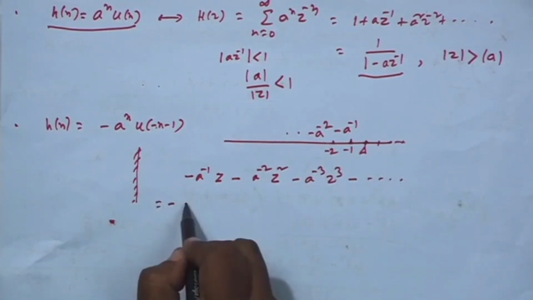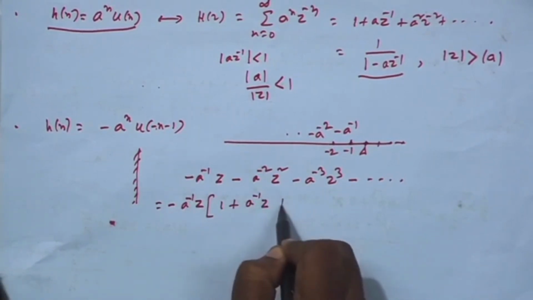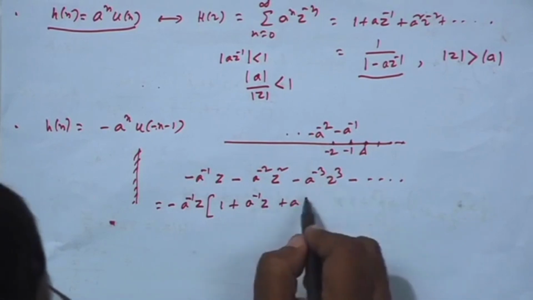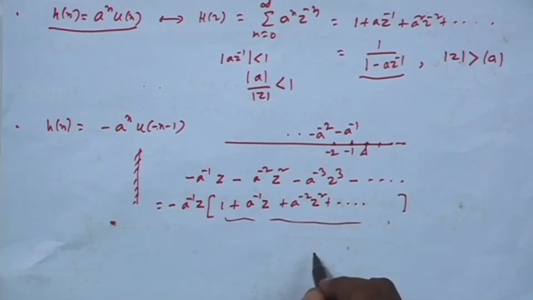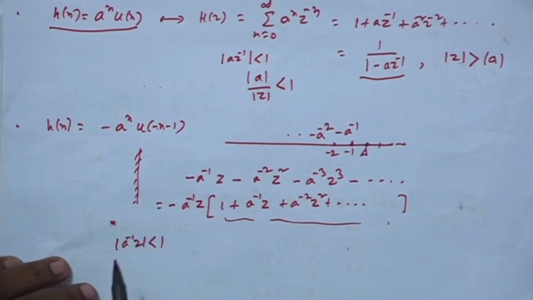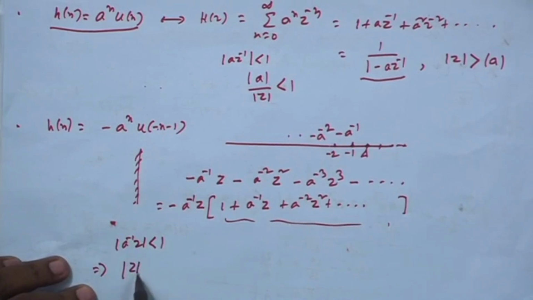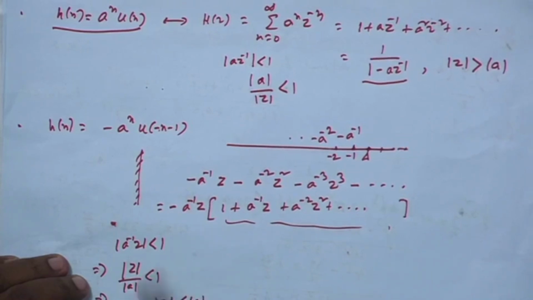And you take minus out, a inverse z out. So, it will be 1 plus... now, this is an infinite sum. Again, this will converge if the mod of a inverse z is less than 1, which means mod of z by mod of a is less than 1, because a inverse z means z by a. This means mod z is less than mod a. So, here the ROC will be inside a circle of the same radius mod a.